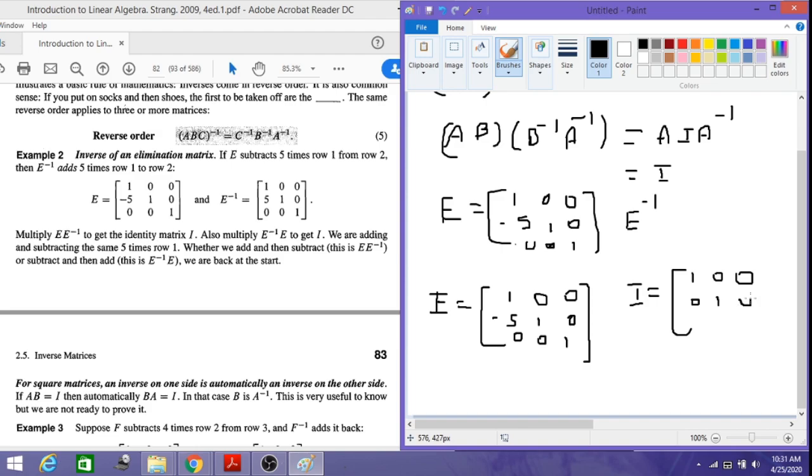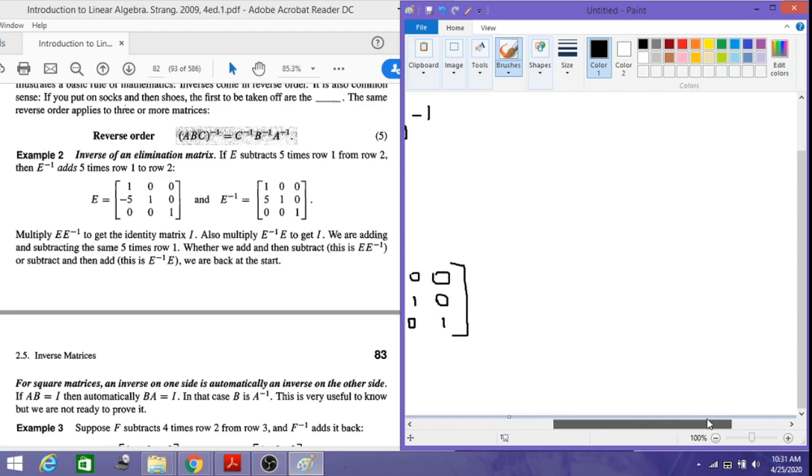So now this is 0 1 0. Then this is 0 0 1. So now, to obtain the inverse of the elimination matrix E, we will multiply that same multiplier, that is 5, to row 1 and add it to row 2. So what we get now is the value plus 5 here. So now this is nothing but our inverse of E, that is the elimination matrix inverse.